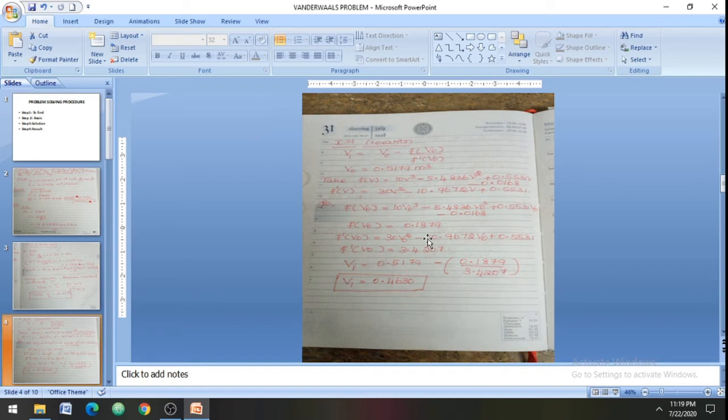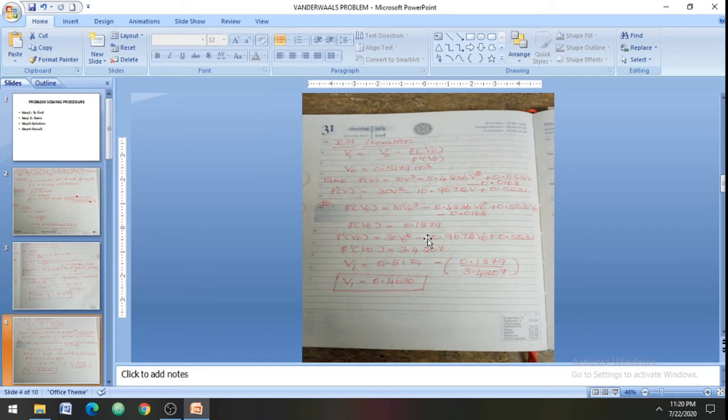So it is 30 V square minus 10.9672 V plus 0.5531. This is the f dash of V. But we want f of V naught and f dash of V naught. The V naught value we already know.